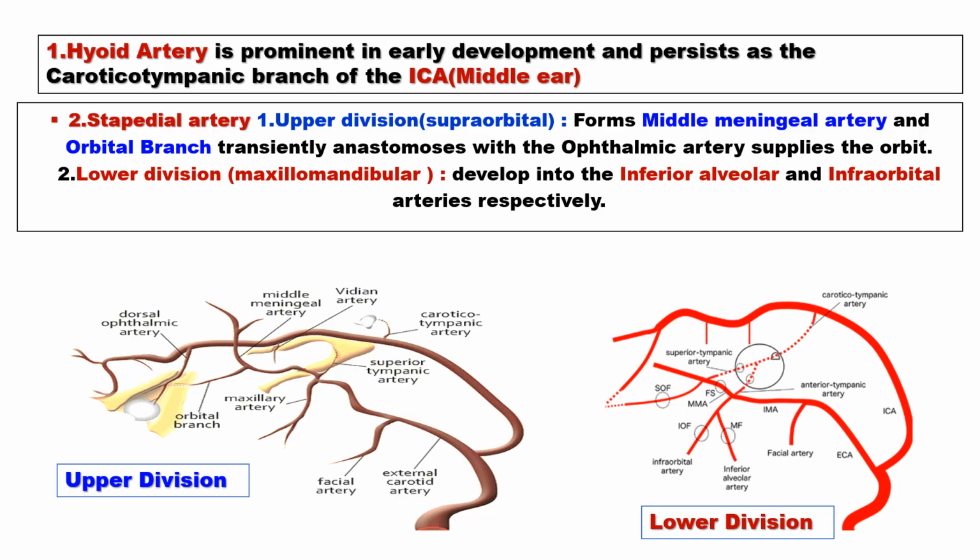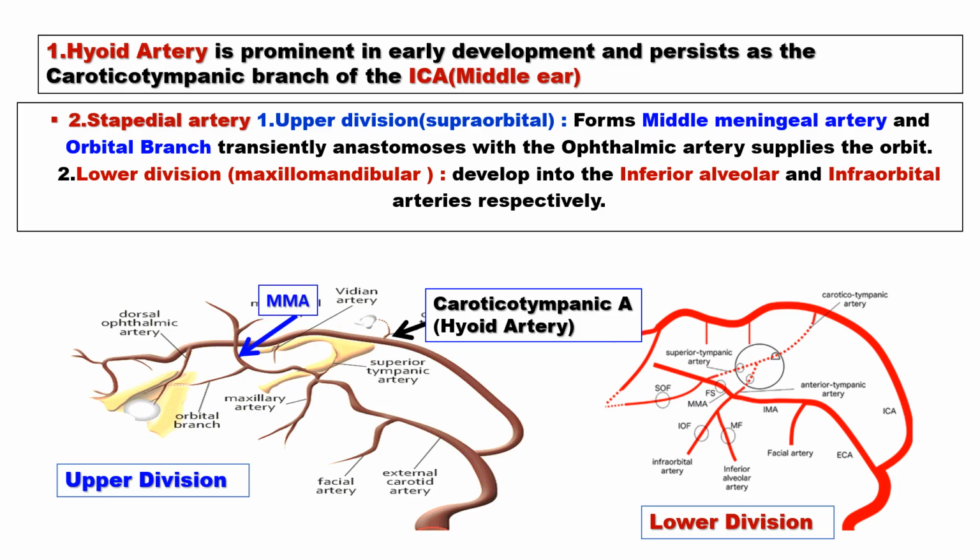The hyoid artery, which is prominent in early development, persists as the caroticotympanic branch, which finally is incorporated into the internal carotid artery, which mainly supplies the middle ear. The stapedial artery has an upper division, and this upper division gives mainly two branches: the middle meningeal artery, which supplies the meninges, and the orbital branch, which transiently anastomoses with the ophthalmic artery and supplies the orbit.